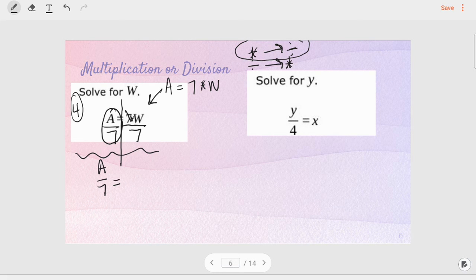On the right-hand side, timesing by 7 and dividing by 7, they undo each other, and I only have w left over. There's nothing in the denominator, so I don't need to keep a fraction bar. And that would be my final answer.